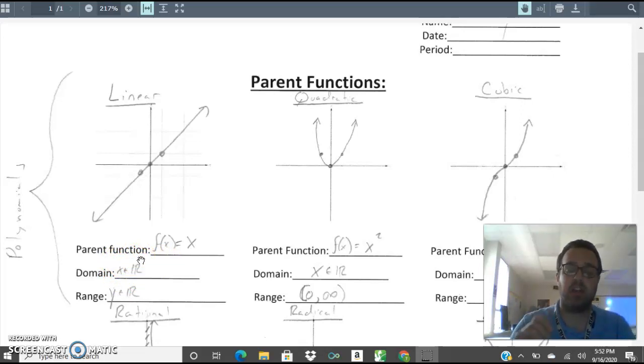You can put it into the line and you're good to go. The range is y is a member of real numbers. When you put in a real number, you'll get a real number out. There is no y's that will not show up. So that is the linear function. That's one you're probably very familiar with. They're kind of our generic line.